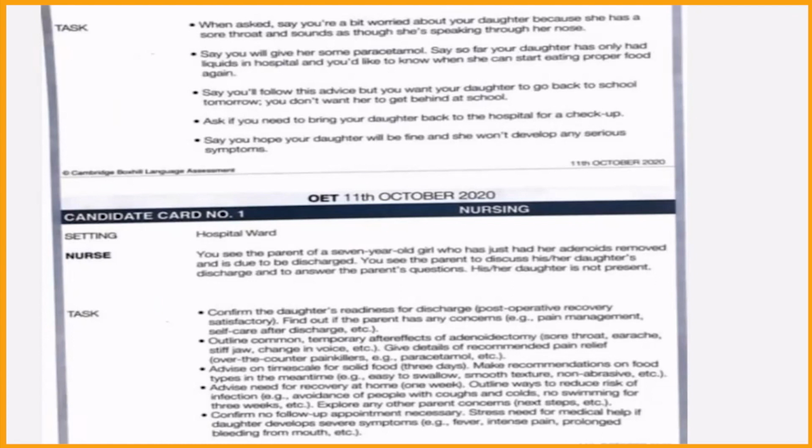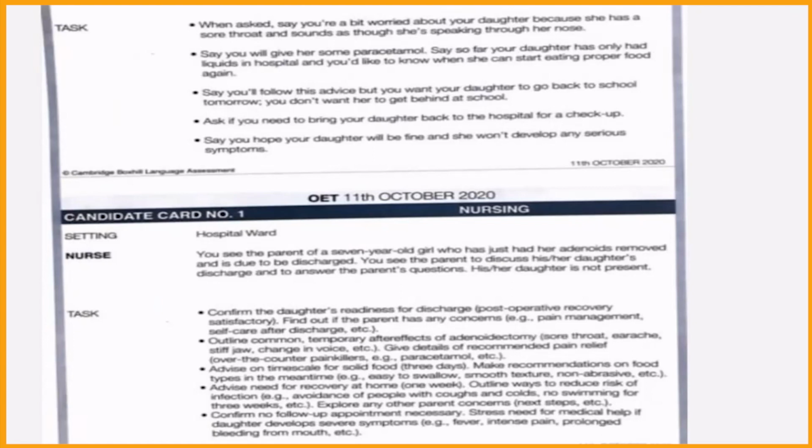Then the next task is to give recommendations on the types of food in the meantime. Here, in the meantime refers to what she can have for the first 3 days, because she can start solids only after 3 days, isn't it? In between, before the 3 days, what can she have? That is meant by in the meantime. So you can either say in between or now or in the meantime. You can use the same word also.